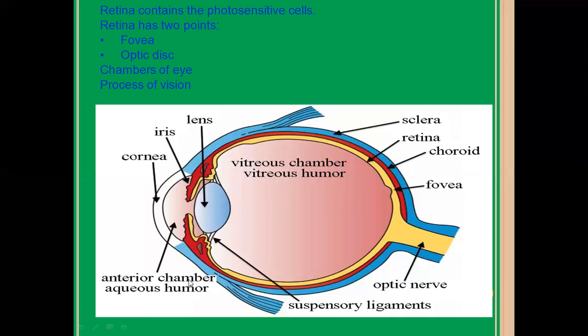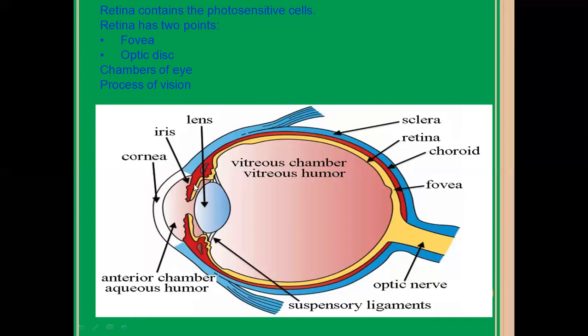Now, what about these chambers? This is about the iris. The iris divides the cavity of the eye into two chambers. The anterior chamber is in front of the iris. You can see this is the iris, and this one is the anterior chamber, present between the cornea and the iris. Is it clear? This is the iris and this is the cornea, and this one is the anterior chamber.